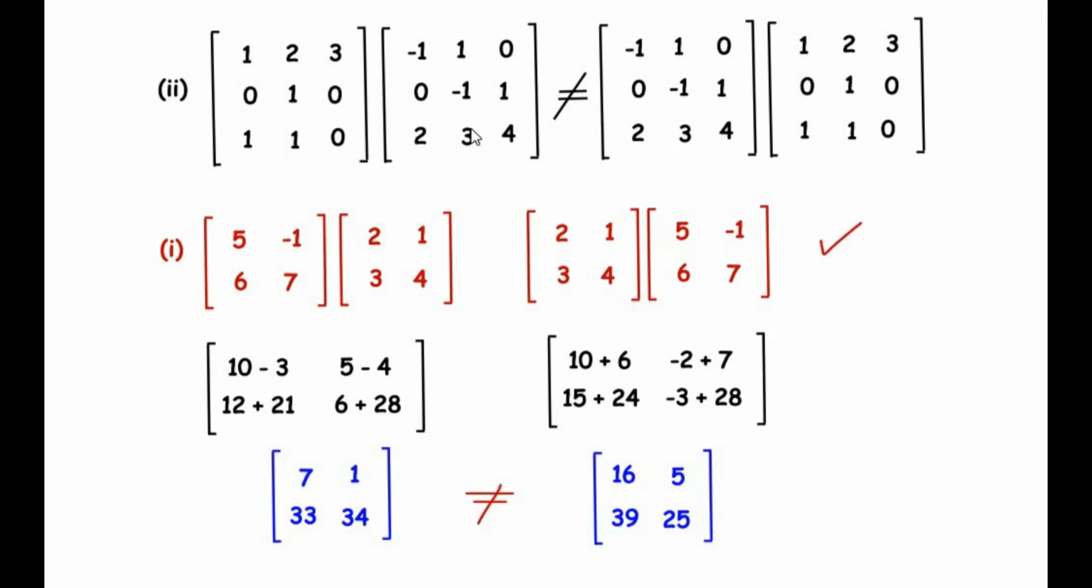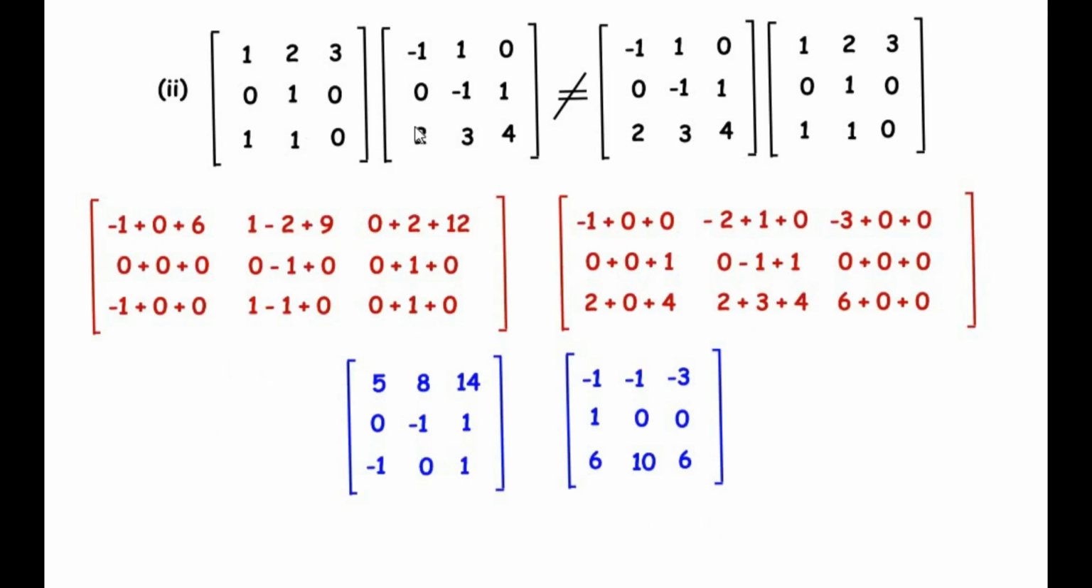Now let us move on to the second question. Here let us look at the left hand side, first row and first column. So 1 times minus 1 is minus 1, plus 2 times 0 is 0, plus 3 times 2 is 6. Now first row and second column, 1 times 1 is 1, 2 times minus 1 is minus 2, 3 times 3 is 9.